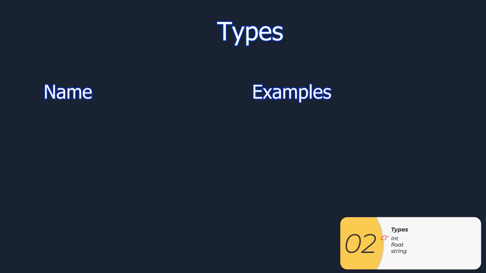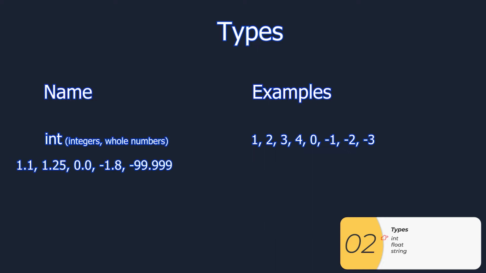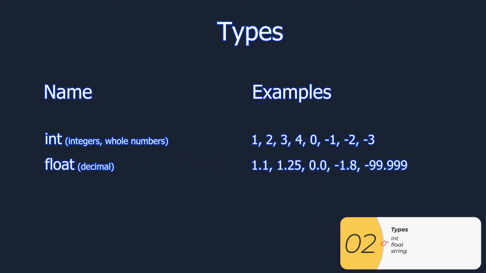The first type is int, which is basically integers or whole numbers. So examples would be 1, 2, 3, 4, 0, or the negative integers. The next type is a float, which is basically anything with a decimal point. So 1.1, 0.0, or negative numbers like -99.999.